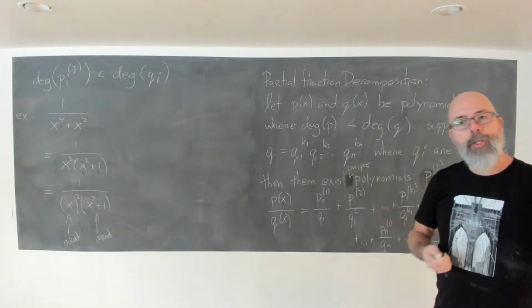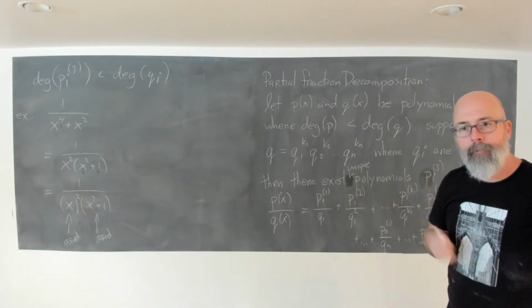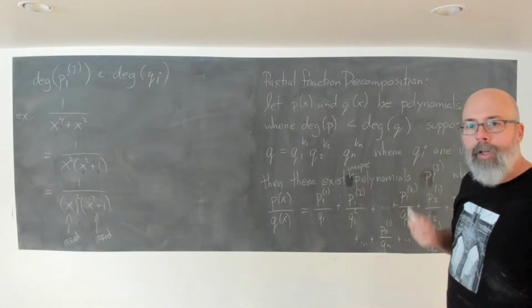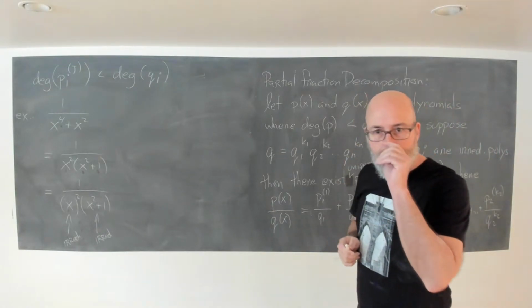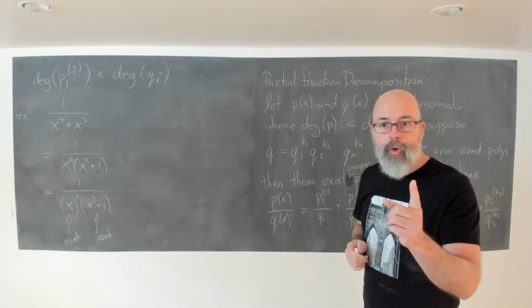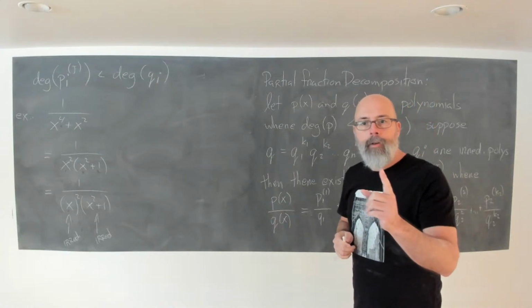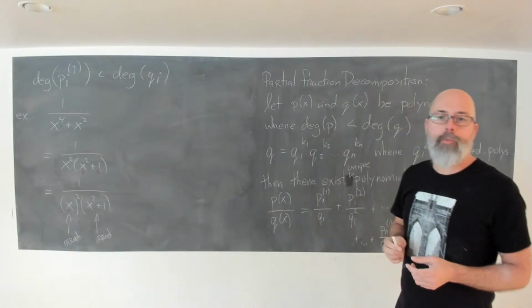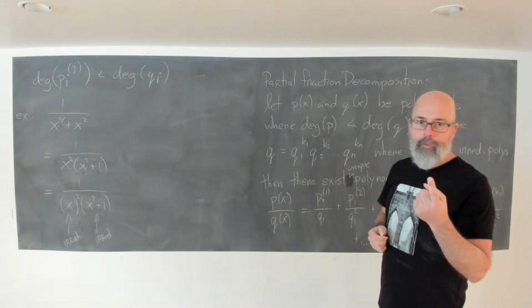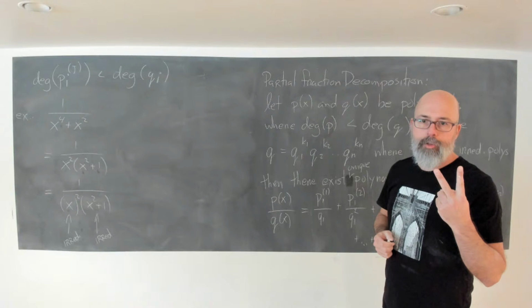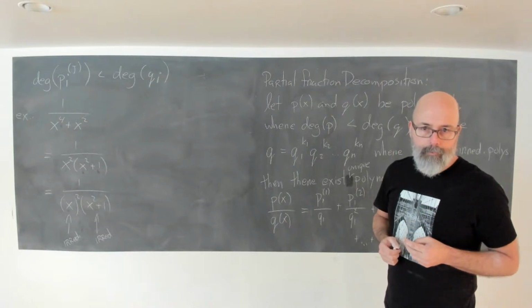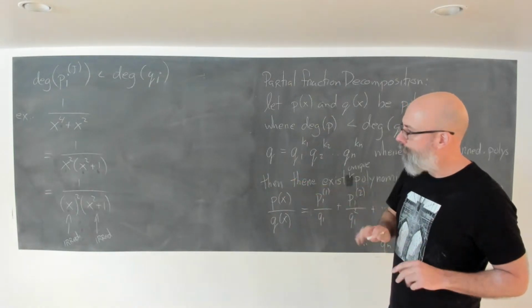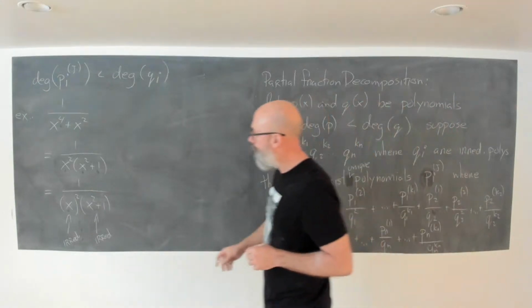So partial fraction decomposition. x has a root of 0, that's correct, but it is a polynomial of degree 1. And that theorem says that the only irreducible polynomials are polynomials of degree 1 or polynomials of degree 2 with no real roots. So a polynomial of degree 1 is irreducible.